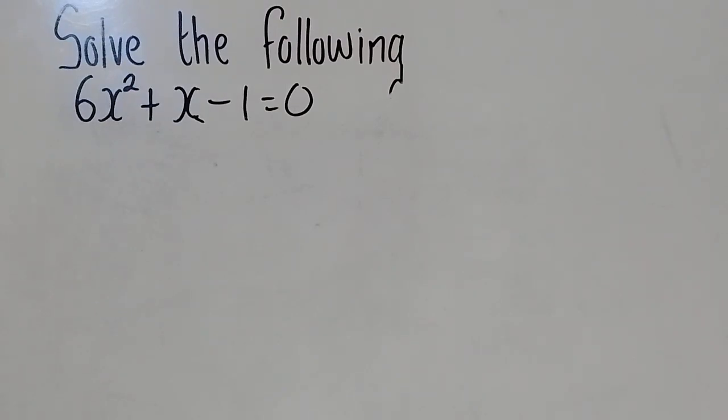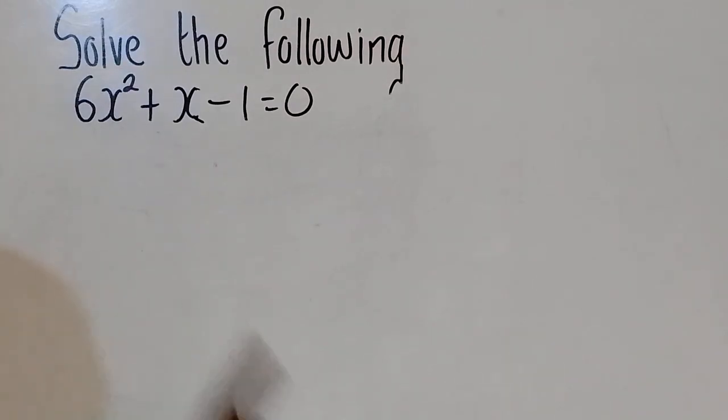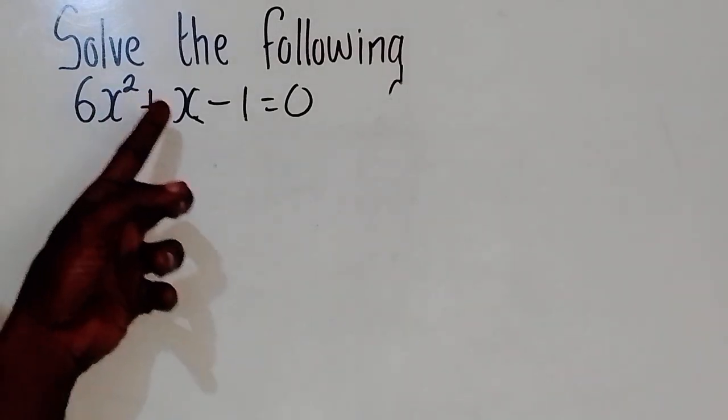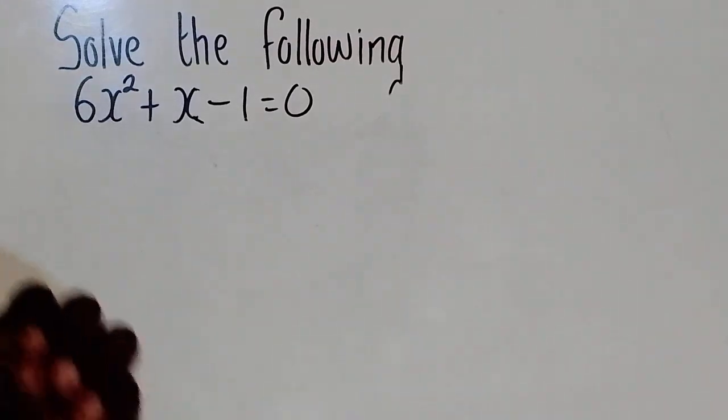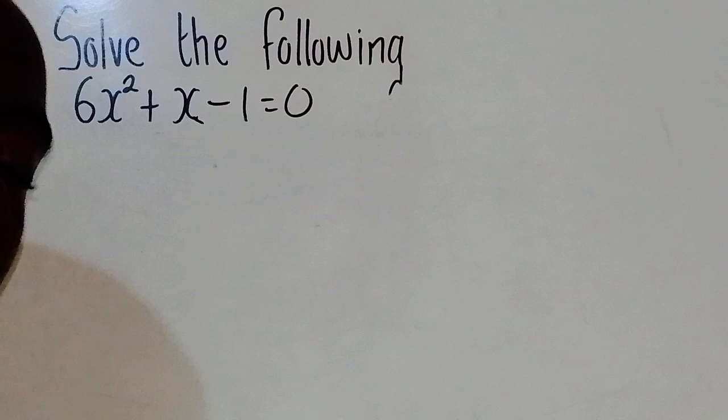Okay, so we have a mathematics question that says solve the following. Now this equation here is known as the quadratic equation. In a quadratic equation, it is always given in the form of x squared, x, then a number. To solve a quadratic equation, there are many methods you can use. Some of them are completing the square, factorization, and the quadratic formula.